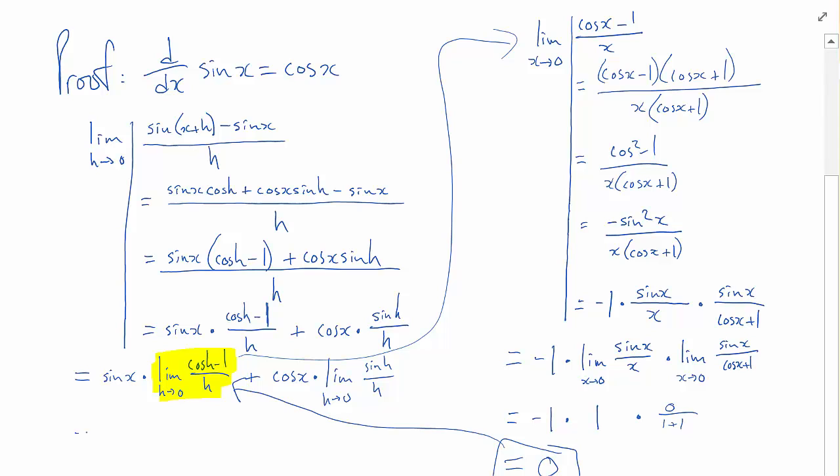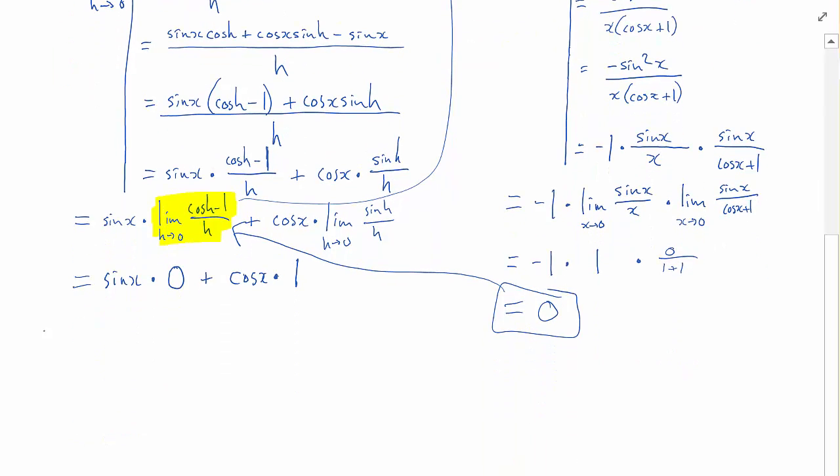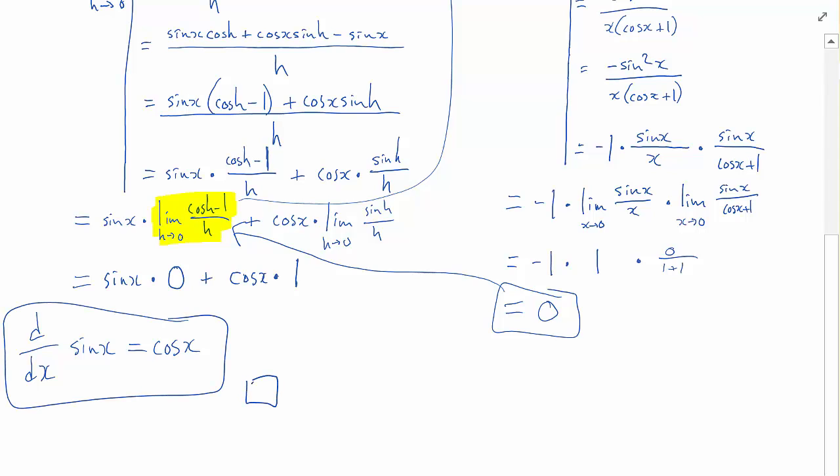Bring that back over to here. We've got sine x times 0 plus cos x times 1. And then tidying this all up, that's just 0 plus cos x. So the derivative of sine x is cos x. And there, shade in the box because our proof is over.